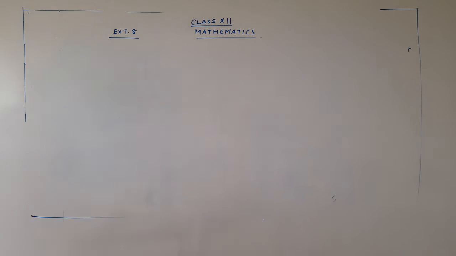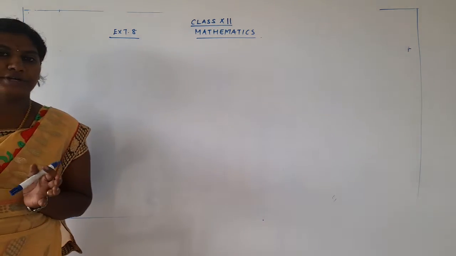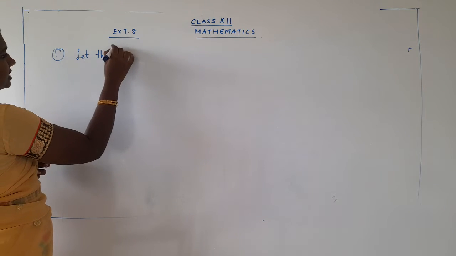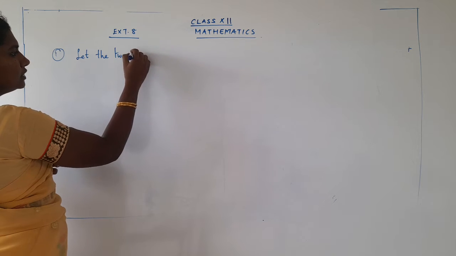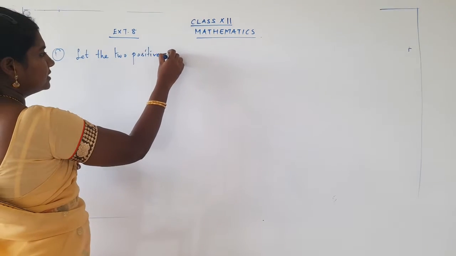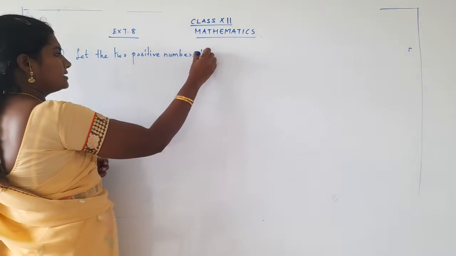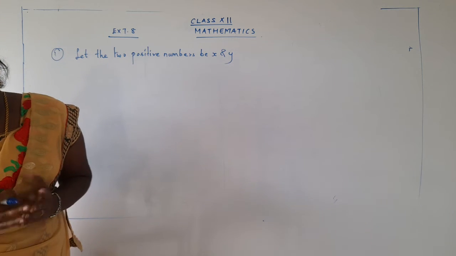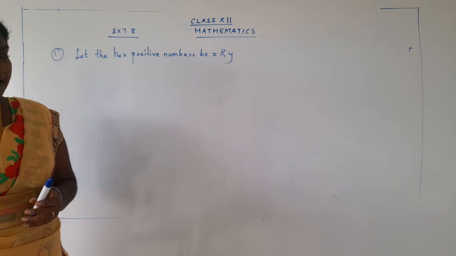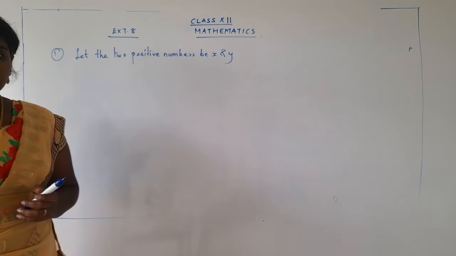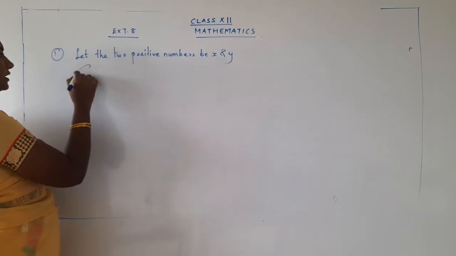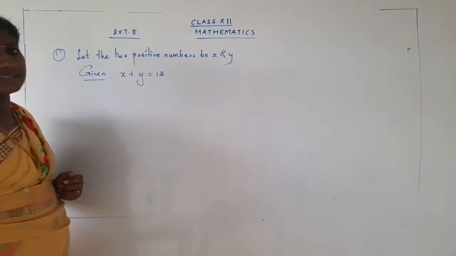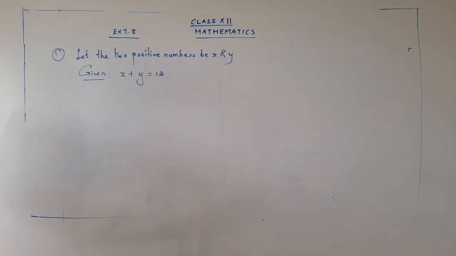Here we have to find two positive numbers, so we are going to take them as x and y. Write down, let the two positive numbers be x and y. Because we are asked about two numbers, we just take them as x and y. Now they have given that the sum is 12. That means if the two numbers are x and y, their sum is going to be 12. So mention here, given x plus y is equal to 12.